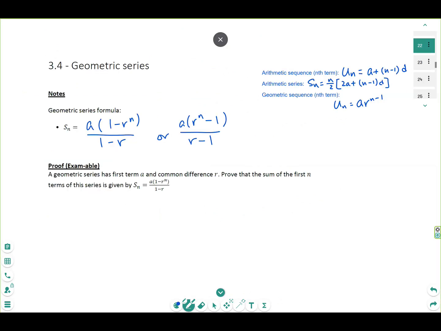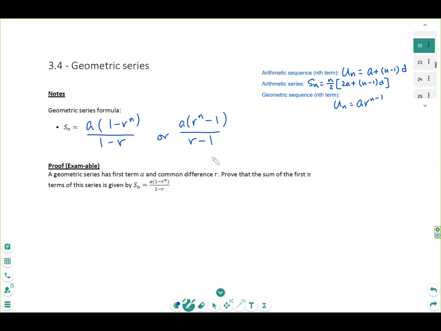So last but not least, you also need to learn how to prove the geometric series formula. You have learned how to prove the arithmetic series formula by reversing the order, writing it, adding it together, and dividing by 2. Hope you remember that. If you don't, you can go back to the 3.2 video. But in this one, you have to learn how to prove the geometric series.